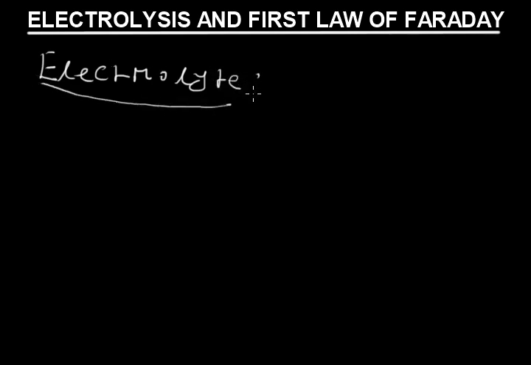First of all, we define what is an electrolyte. The substances which in fused state or in aqueous solution conduct electricity, and during conduction of electricity they form new substances are called electrolytes.